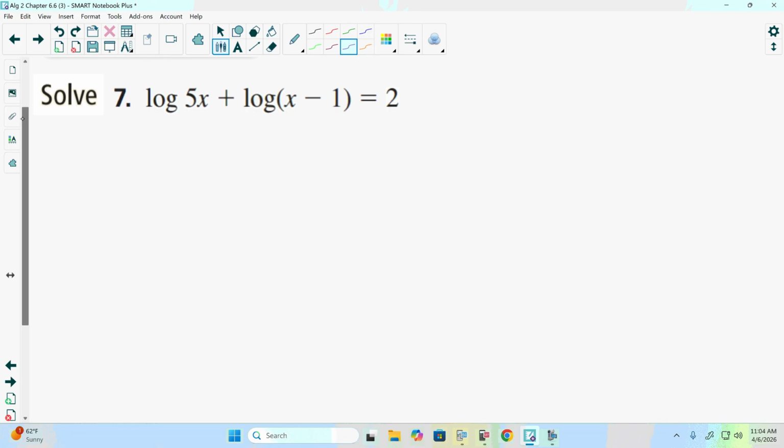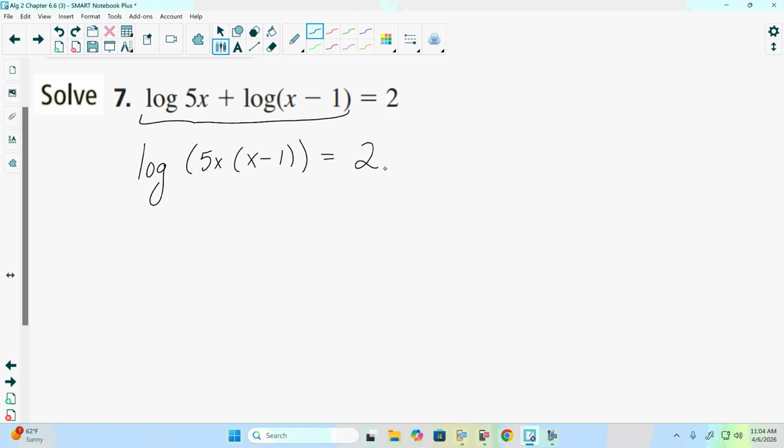We're going to look at one more of these sums. Do we want to look at number 7 or number 8? So, log of 5x plus log of x minus 1 equals 2. And again, for us to be able to solve this, we need one log on one side, everything else on the other. So we can rewrite this as log of 5x times x minus 1 is equal to 2.